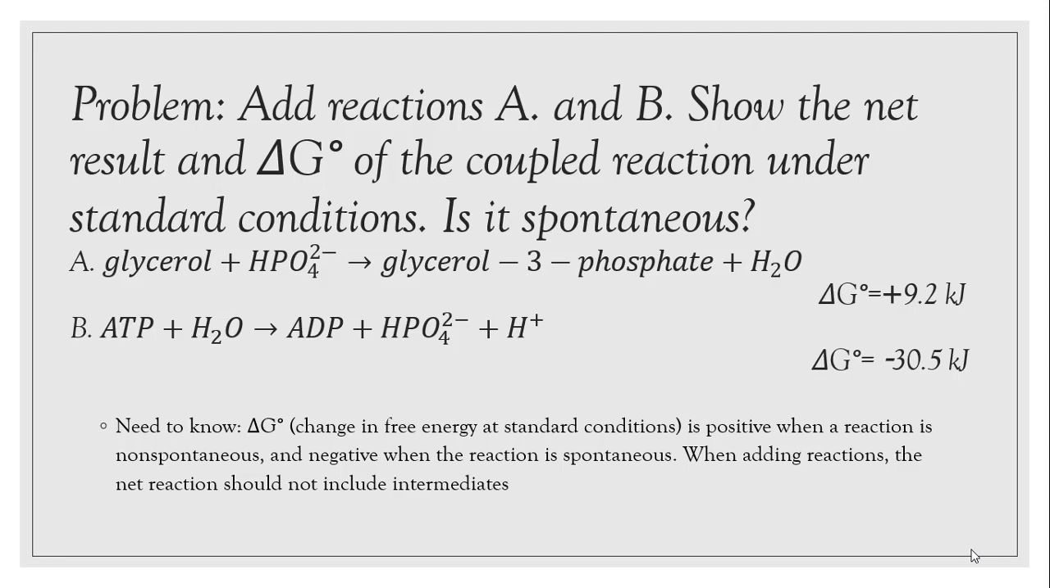Here we can see that reaction A is the phosphorylation of glycerol, which is a necessary step in forming phospholipids in cells. And reaction A has a delta G naught that is positive, so we can tell that this reaction is not spontaneous. Reaction B is ATP hydrolysis, and it has a delta G naught that is negative, so this reaction is spontaneous.